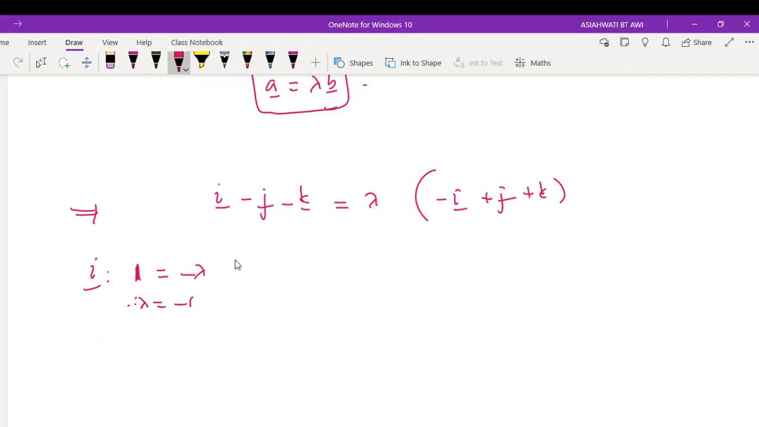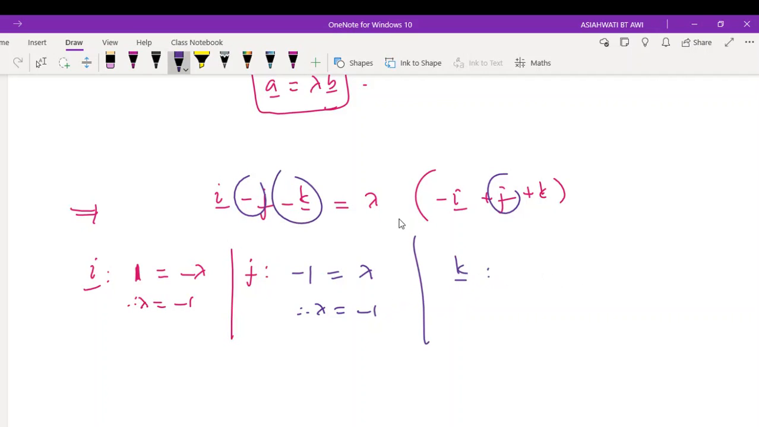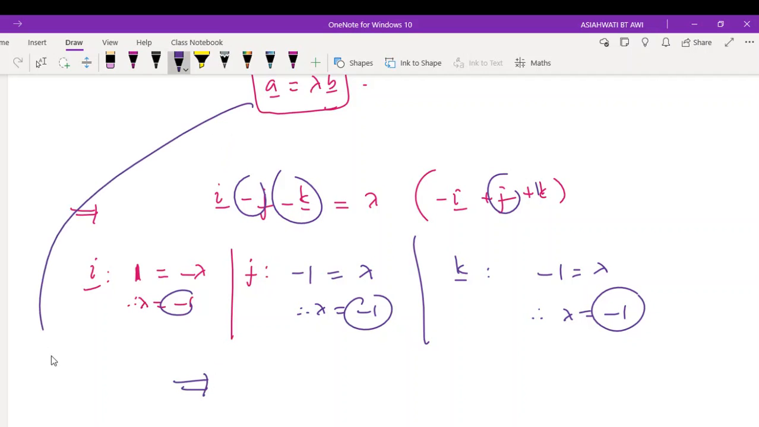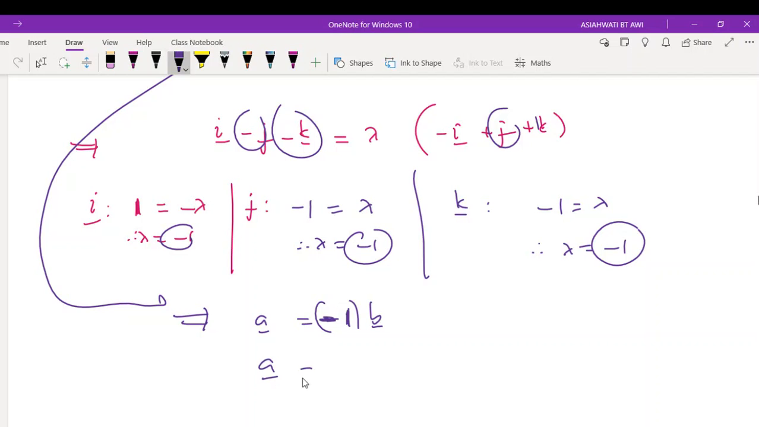Find again for component j. Negative 1 here, and this is 1 times lambda, so lambda is equal to negative 1. Component k, negative 1 equals 1 lambda, therefore lambda is equal to negative 1. You get the same value for lambda. It implies that vector A is equal to negative 1 times vector B, substituting lambda, or A is equal to negative B.